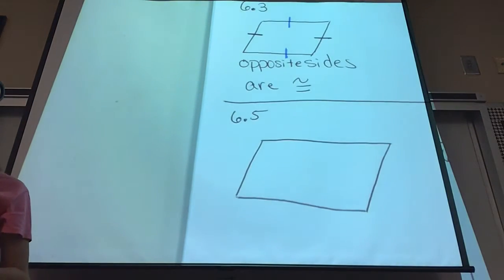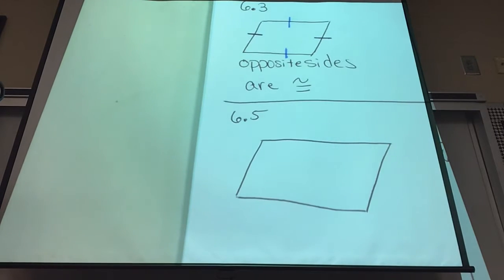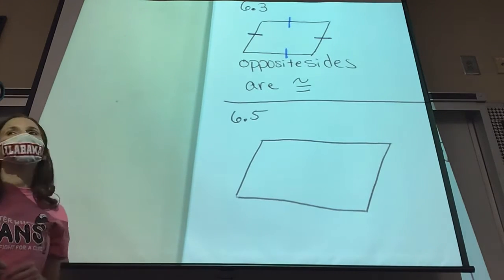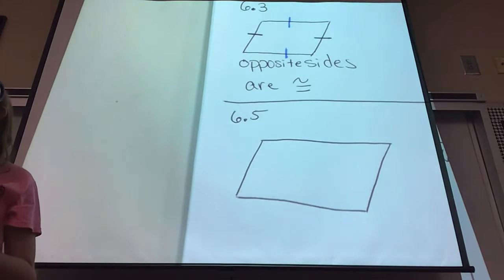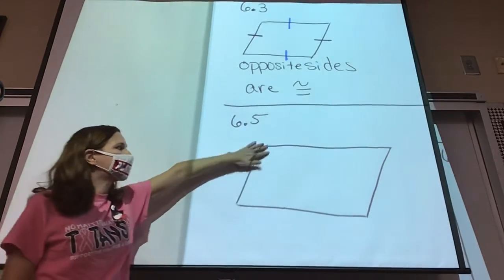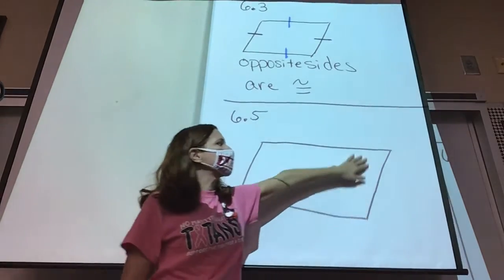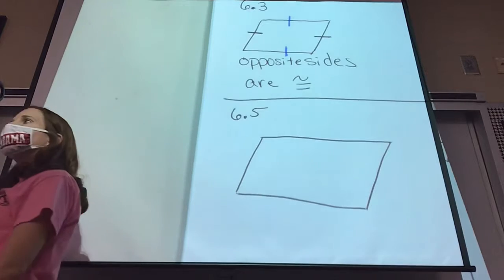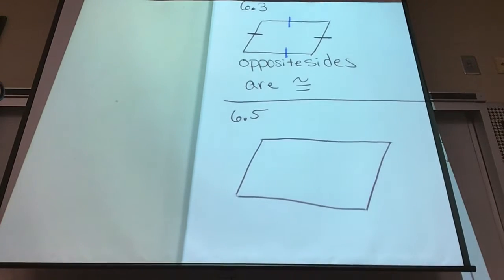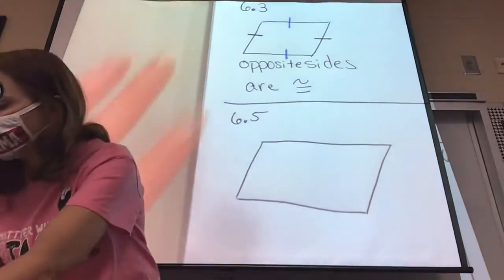Now in this one, they're telling me that consecutive angles are supplementary. So what do I mean by consecutive angles? They're the ones on the same side. So they're telling me that these 2 angles would be supplementary, or these 2 angles. They would be supplementary, which means they would equal what? 180. Okay? So let's write that.